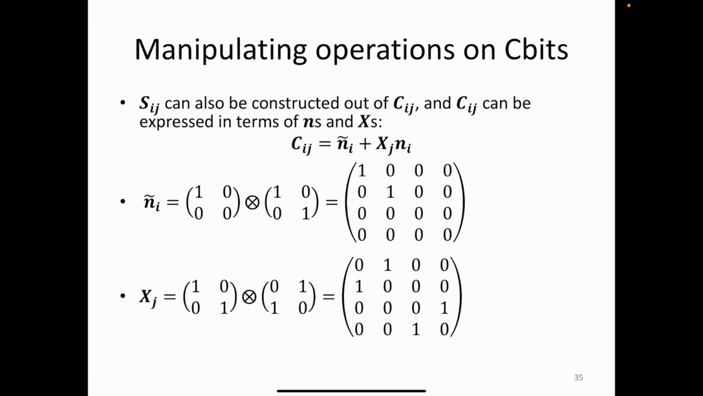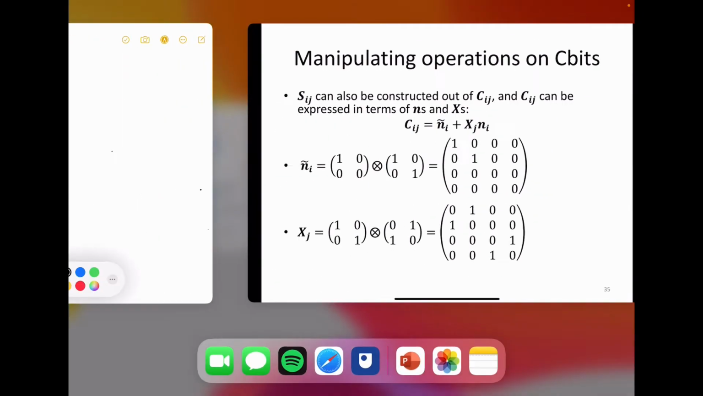S sub ij can also be constructed out of the controlled knot operator C sub ij, and a controlled knot operator can also be expressed in terms of projection operators and knots. Here you see how you can combine these two, doing the tensor product between these two matrices. We looked at some of the examples before. I'll show you another one quickly.